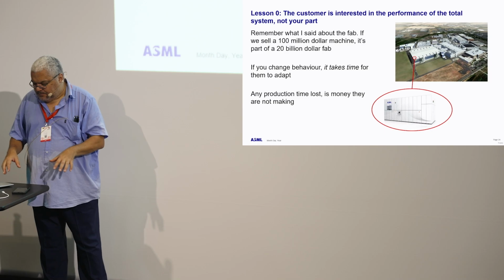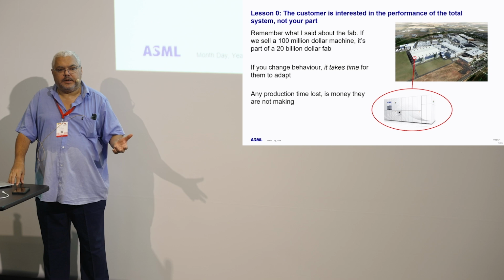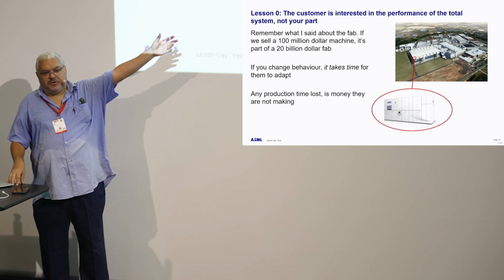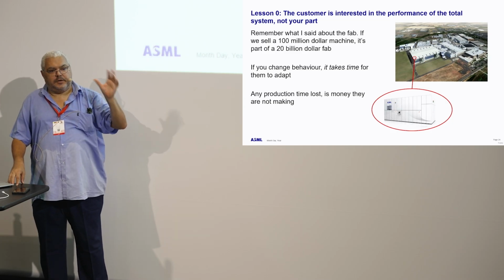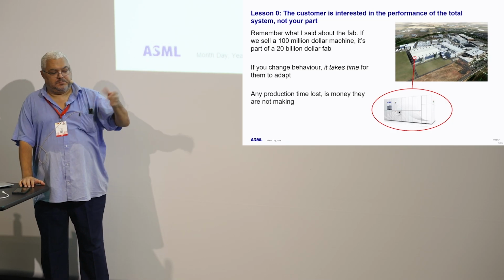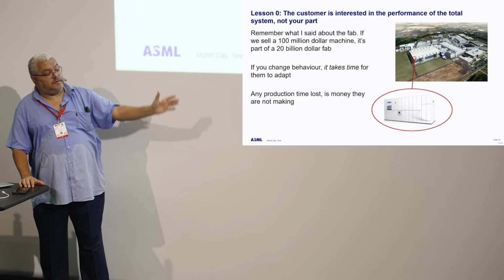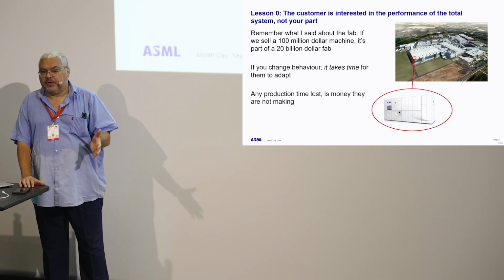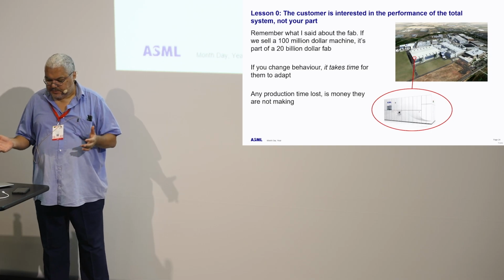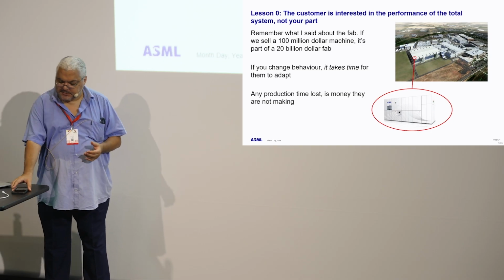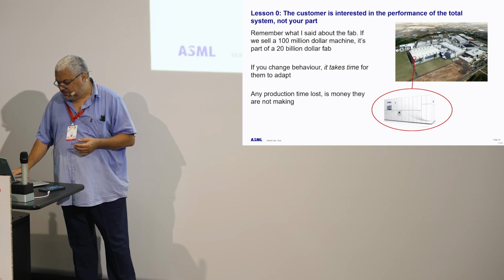Yeah, and as I mentioned, any production time loss is money that they are not making. They have a huge amount of cash tied up in this fab. They have a huge amount of running costs, huge numbers of people, huge electricity bills. And so if for some reason we disrupt that production because suddenly they say, oh, yes, you've made this better in some sense, but to us you've just made it different, then they start losing out.